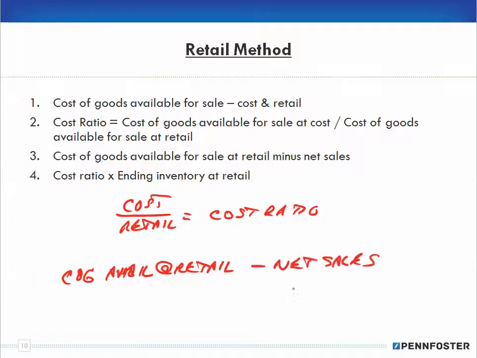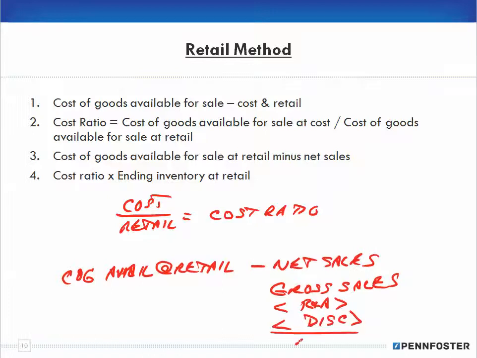Okay. Remember, net sales are your gross sales less your sales returns and allowances less your sales discounts. That gives you net sales. You learned this in a previous chapter. It's not like this is new information.